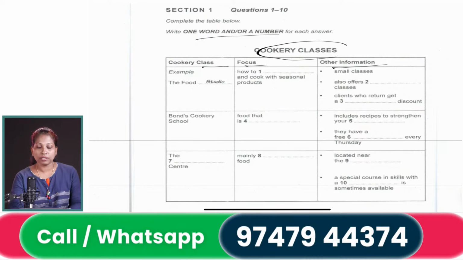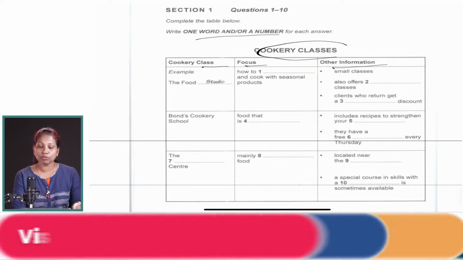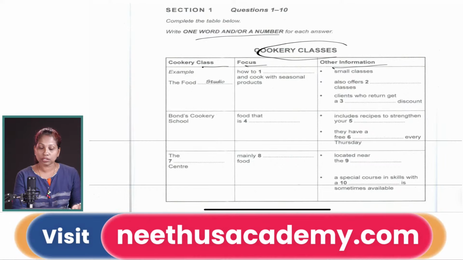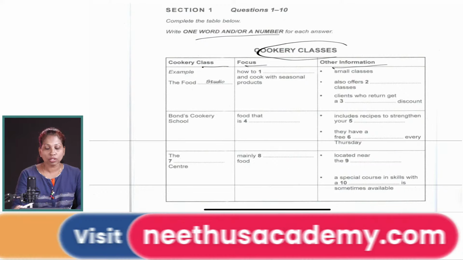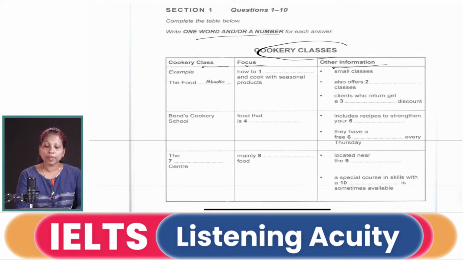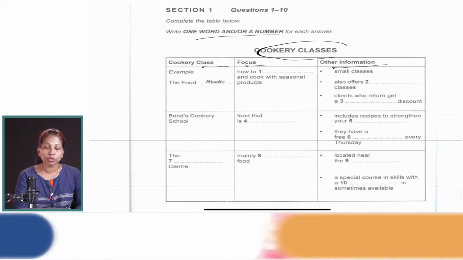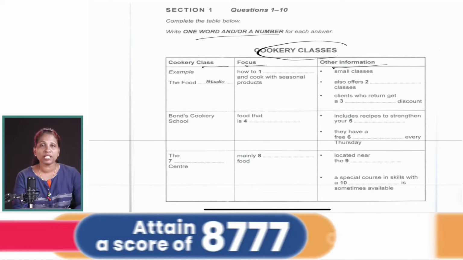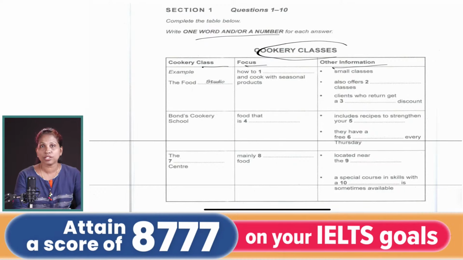And the third one, you have to find out the name of the cookery class, you have to tell the focus, also one blank is there, and you have got two informations to be filled. So in total you have got 10 blanks to fill. So this is what the question is all about. Now you have to look at the keywords, because when you listen to the audio, your main aim is not to lose the concentration and focus.